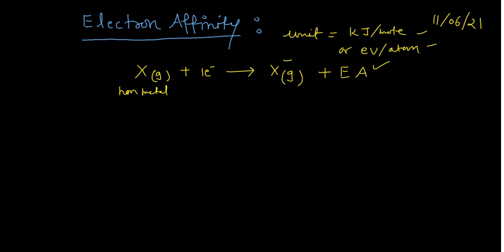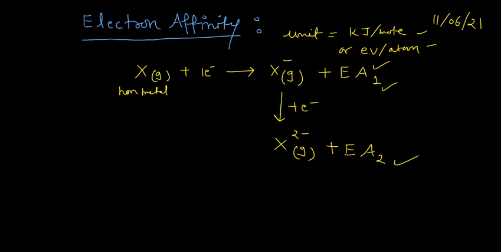Now, for example, if I add one more electron to it, forming X2- in the gaseous state, the first one I call EA1, the first electron affinity, and this one I call the second electron affinity. Now the question is which one would be higher and which one lower? You should know this relation.